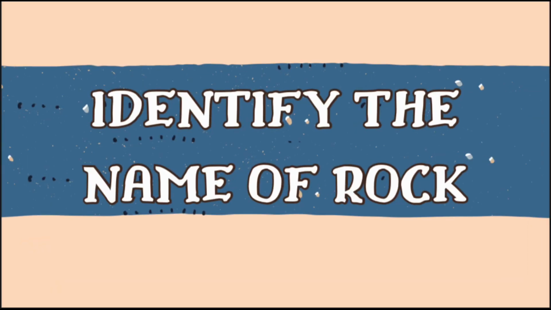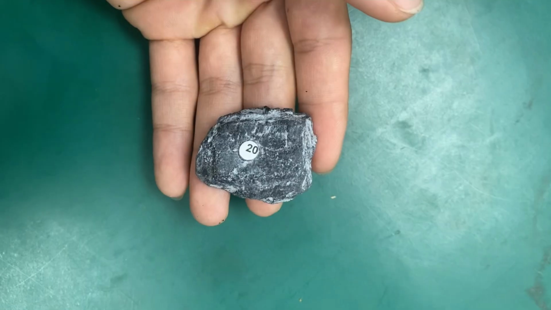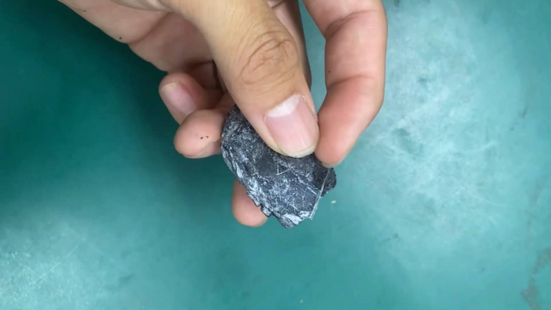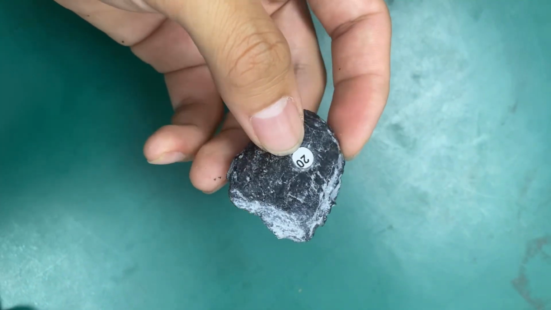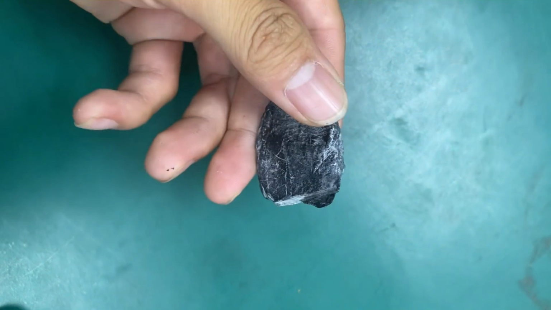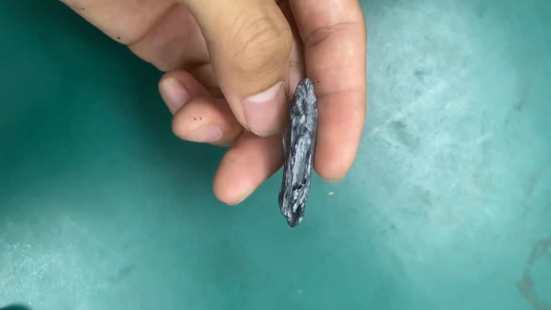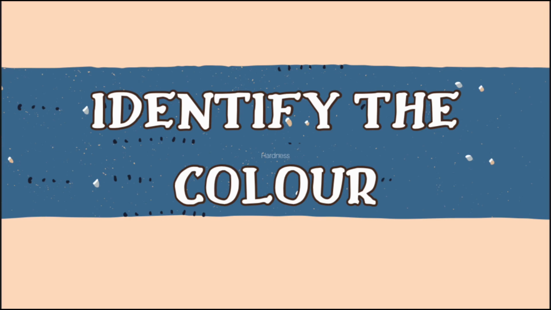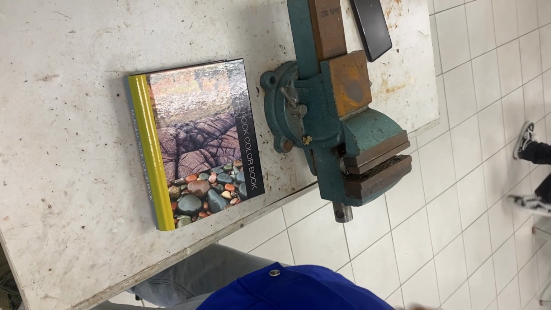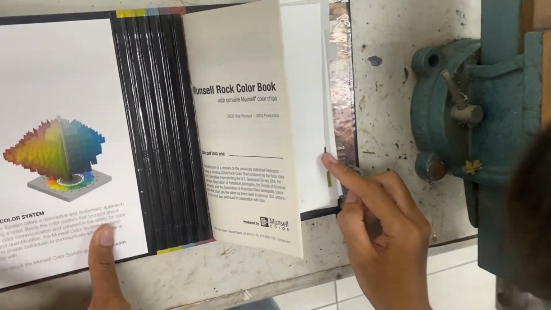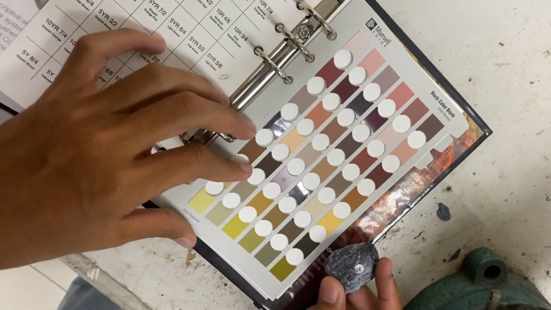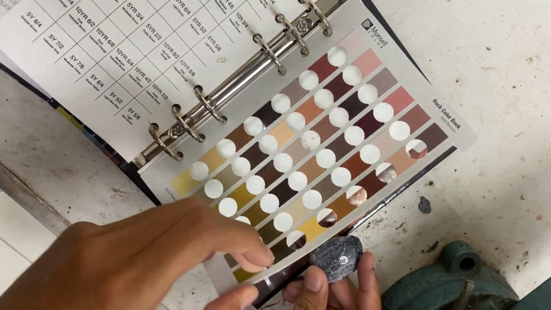So let's identify the name of the rock first. Then we observe its color. While the color can sometimes be misleading, it offers an initial clue. Next, we will identify the color of the rock. In this part, we need to refer to the Munsell rock color book. To identify the color, we need to compare the rock with the color data in the book.